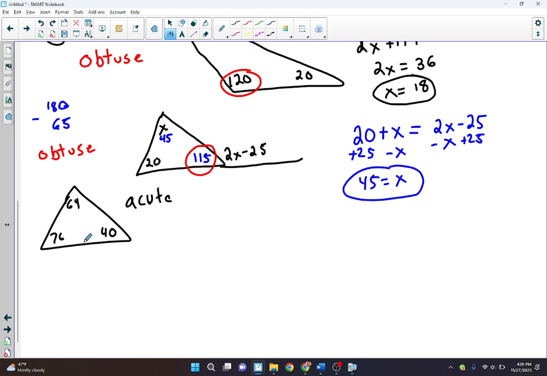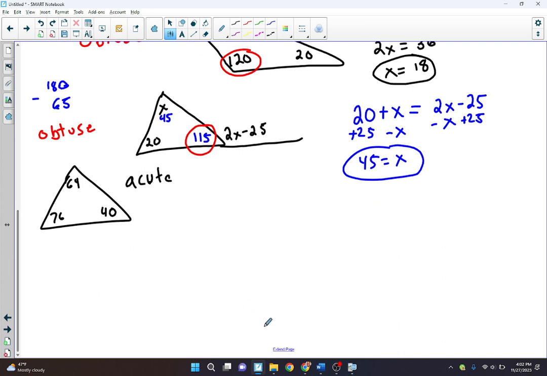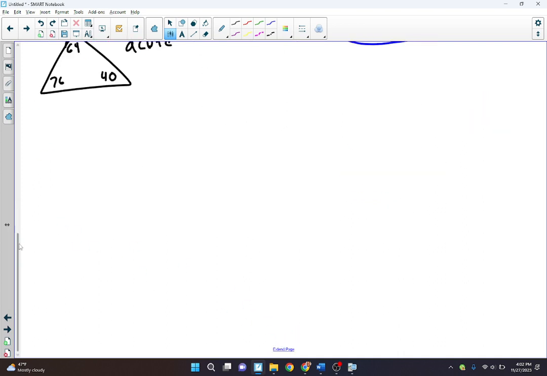If one is over 90, then it's obtuse. So acute would just be all the angles are under 90. A right triangle has one angle that's right, and an obtuse triangle has one angle that's obtuse. If one of them were 115, it would be obtuse. Acute has 89 options, obtuse has 89 options, and right has one option. Technically more, because you're talking about two other angles, but that works.